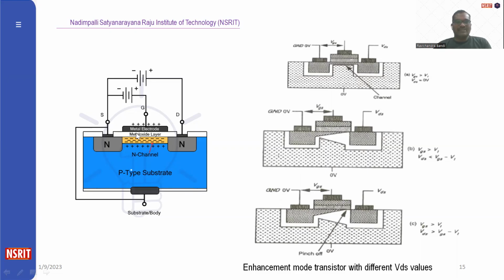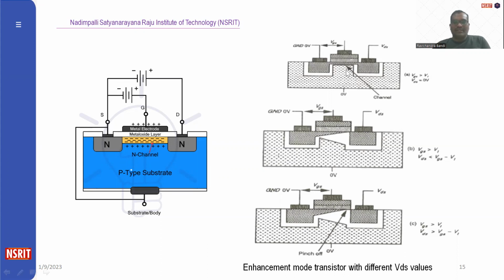Here the charge inversion will take place. Because of the charge inversion, a channel is created between the source and drain. After the channel is created between the source and drain, we will increase the VDS value. When we apply the VDS value, the electrons will flow from source to drain. The current is indicated as IDS, that is from drain to source.